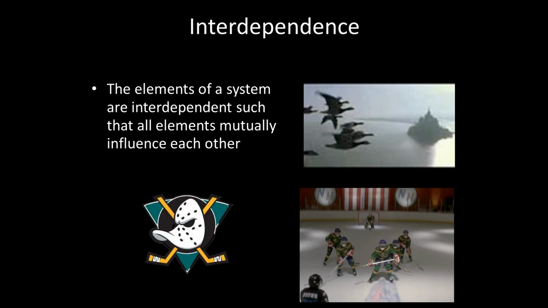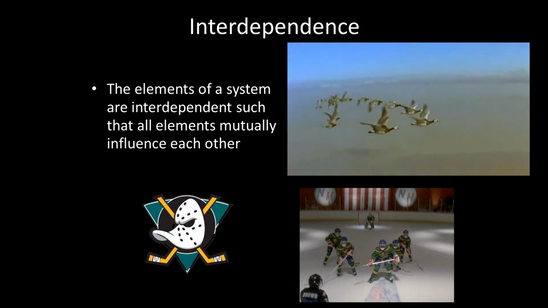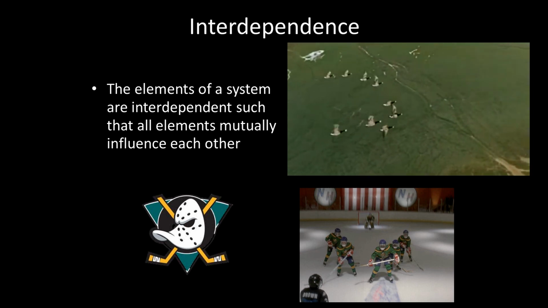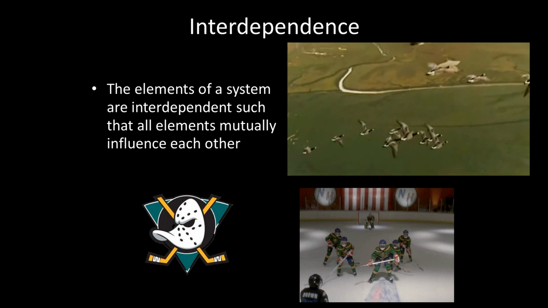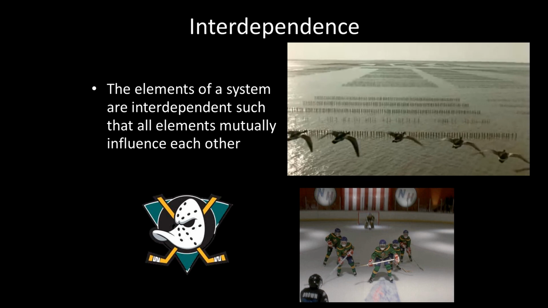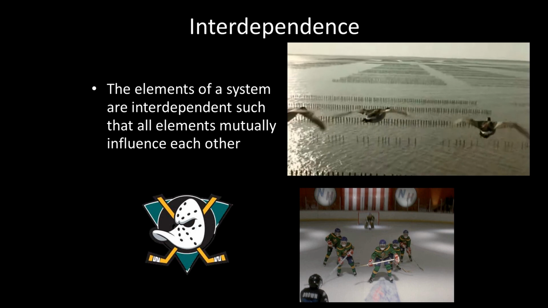All right, interdependence. Interdependence, defined, is that the elements of a system are interdependent, as such all elements mutually influence each other. So the best way that I've been able to describe this is to look at a flock of geese flying in formation, or ducks as it would be, it doesn't really matter. So when geese are flying in formation, they are interdependent on each other. As they form a V, this allows them to fly longer distances than they would be able to on their own. If it was a single goose trying to fly from one location to another, due to wind resistance and stress of the flight, they would get tired and not be able to travel as long.